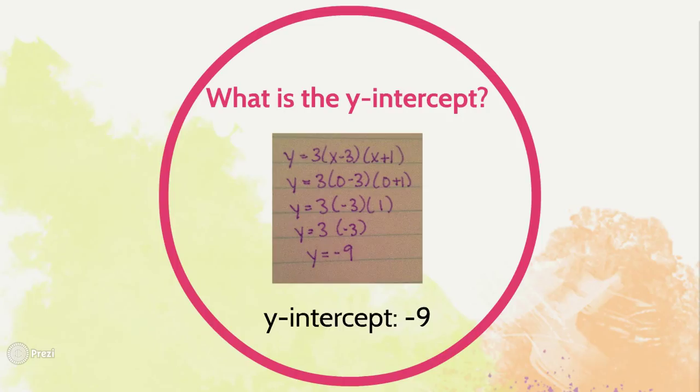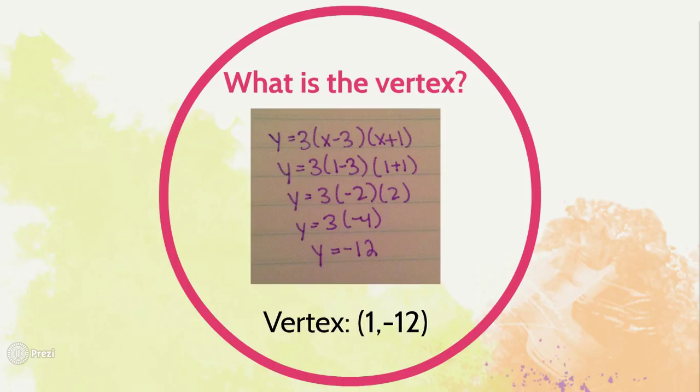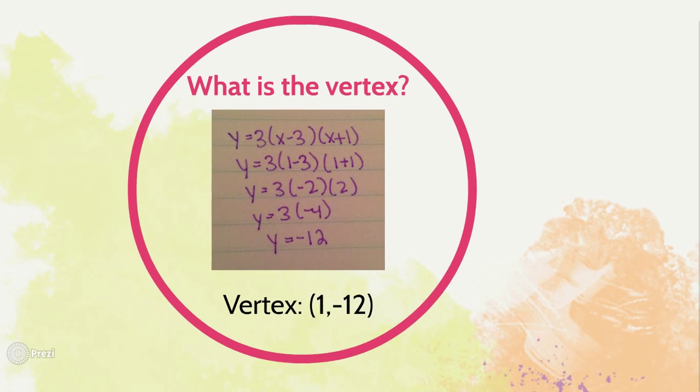The y-intercept: when you plug 0 in for the x's, you get 3 times 0 minus 3 times 0 plus 1, 3 times negative 3 times 1, 3 times negative 3, and you end up getting negative 9 for the y-intercept. The vertex: the axis of symmetry is 1 because it is in between negative 1 and 3. So you have 3 times 1 minus 3 times 1 plus 1, 3 times negative 2 times 2, 3 times negative 4, and you get negative 12 for the y-coordinate of the vertex.